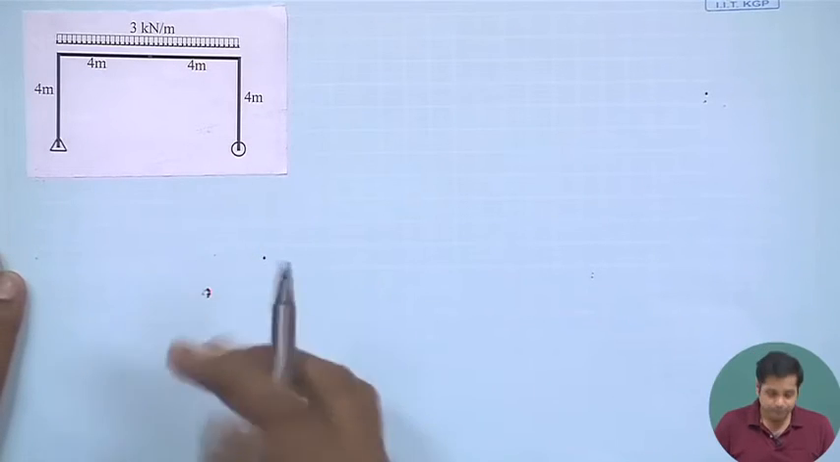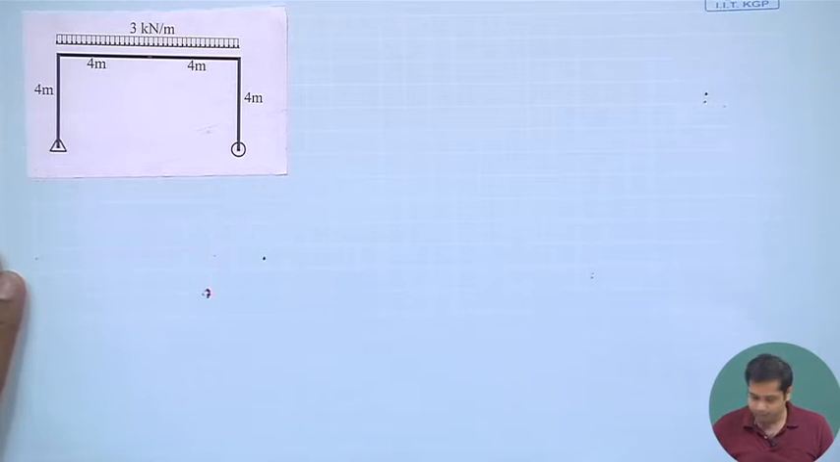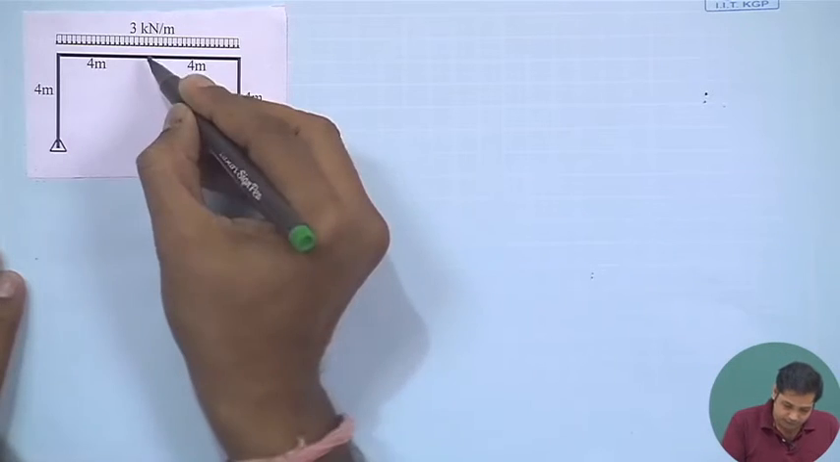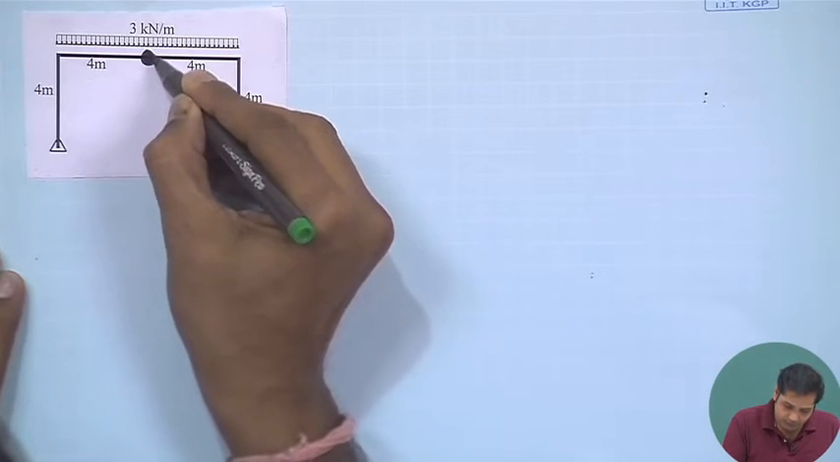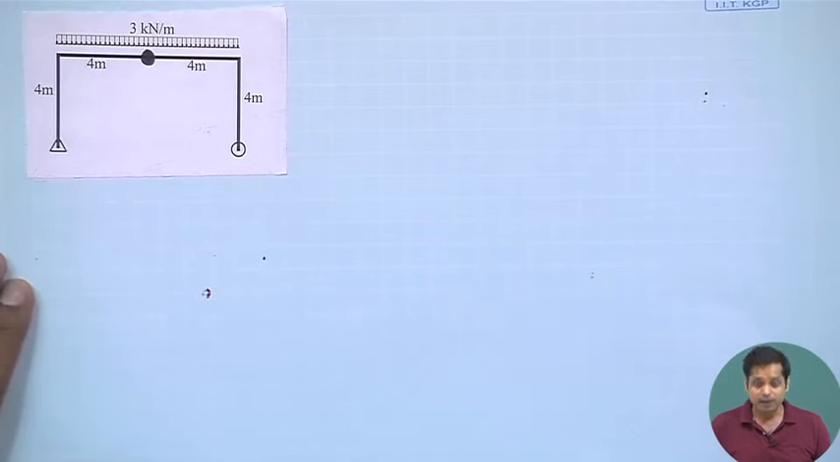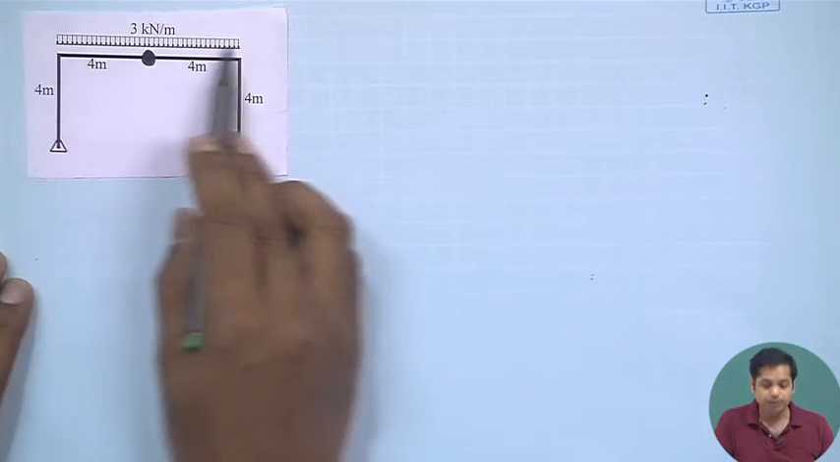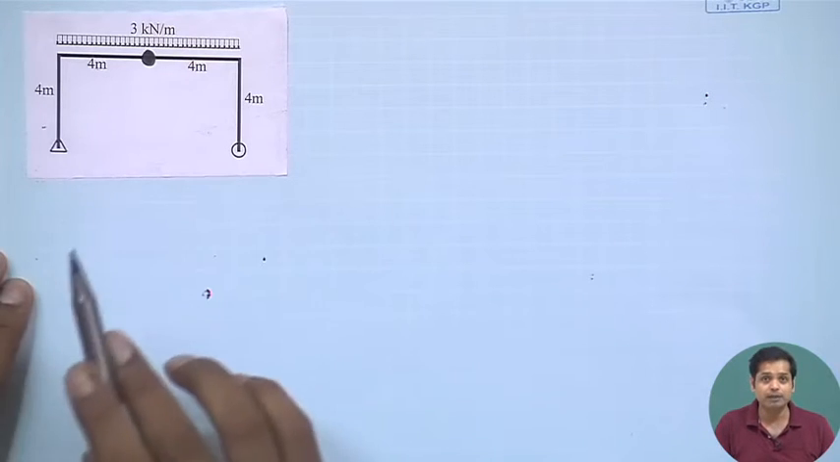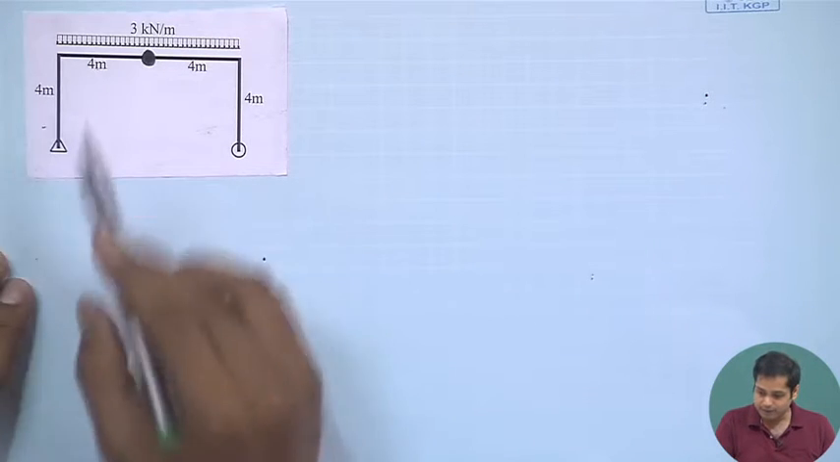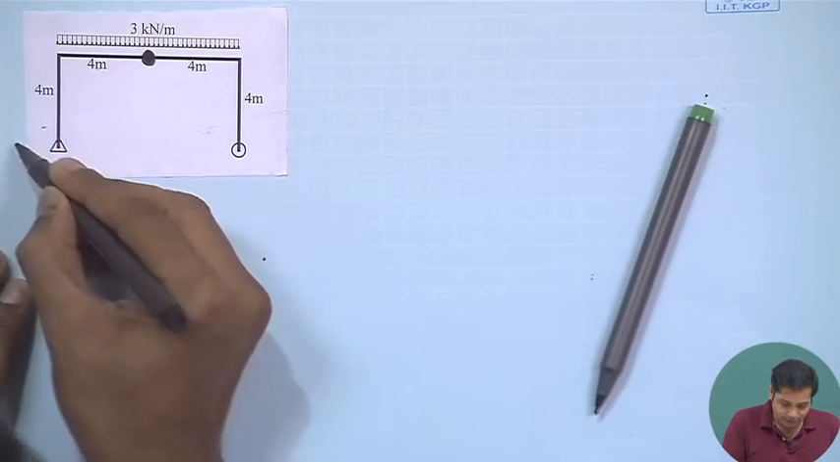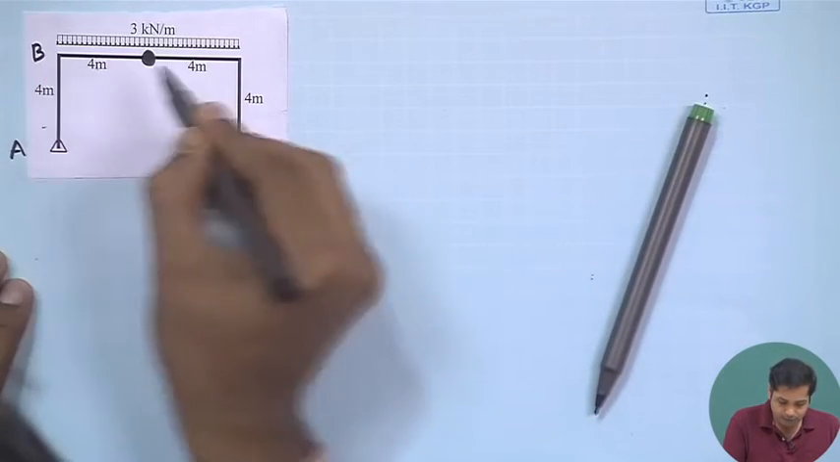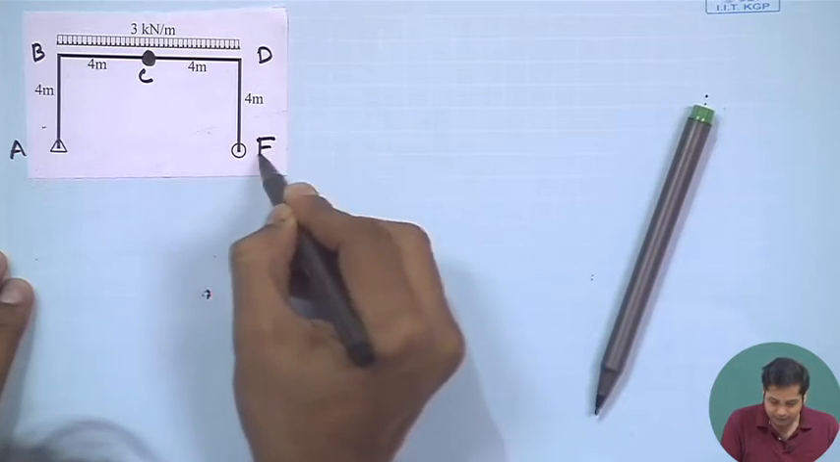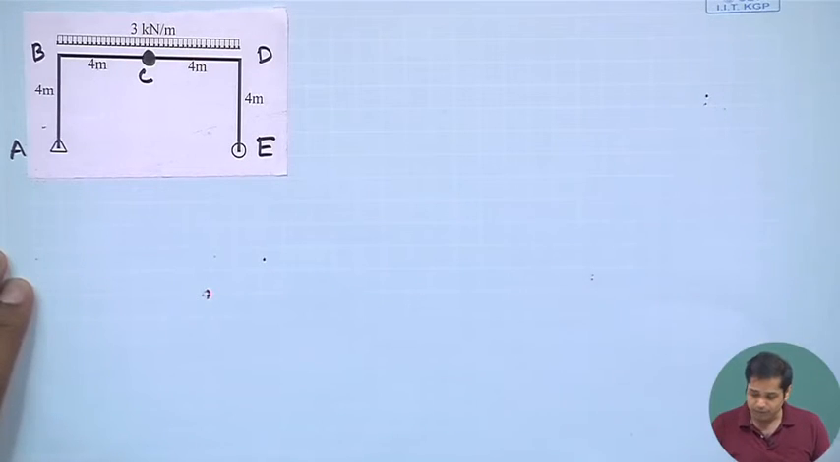The first example is again a portal frame. There is one important part here: we have an internal hinge. This is a frame subjected to a uniformly distributed load of 3 kilonewton per meter, with spans of 4 meter, 4 meter, 4 meter, 4 meter, and in addition there is an internal hinge. This is A, B, C, D and E, with an internal hinge at C. We need to draw the bending moment and shear force diagram for this.